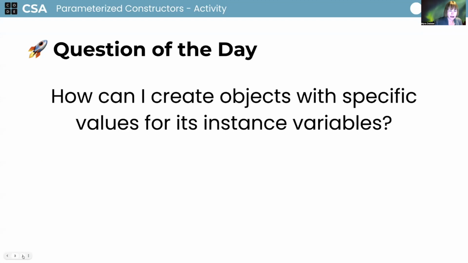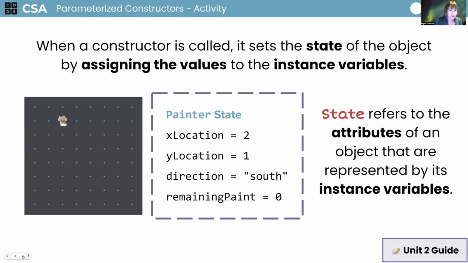Question of the day. How can I create objects with specific values for its instance variable? Okay, when you call a constructor, what happens is inside the constructor, the values for each of the private instance variables are set. After you set those values, you have actually set the state of the variable.